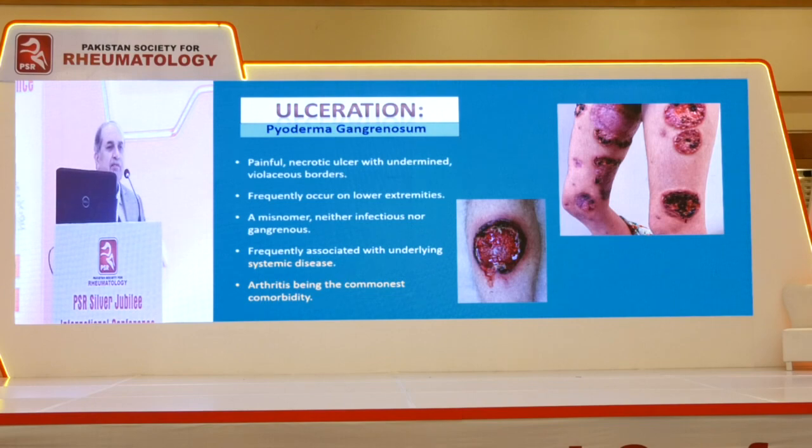An important differential of pyoderma gangrenosum is panniculitis or vasculitis. But in panniculitis, we would get underlying nodules, whereas pyoderma gangrenosum usually starts initially with vesicles, pustules, or a mild papule, and then it leads to extensive ulcerations like this.